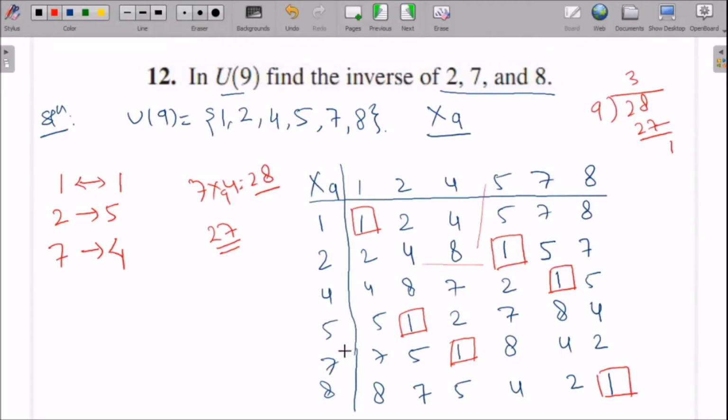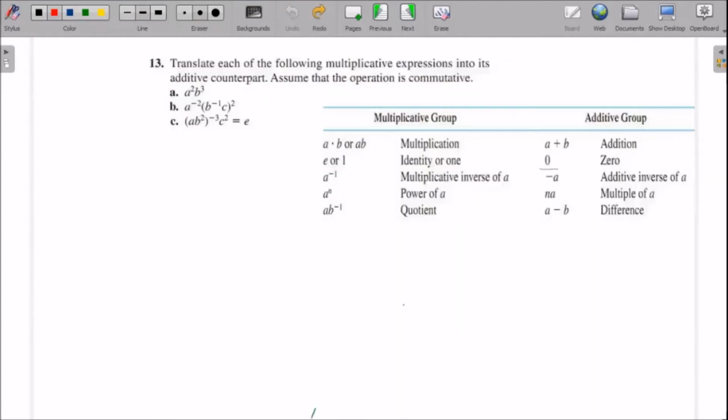And then for 8, so 8 is self inverse, as we see from here. So 8 is inverse of itself. So 5 is inverse of 2, 4 is inverse of 7, 8 is inverse of 8. So this is the answer of question number 12. Let us consider the next question.